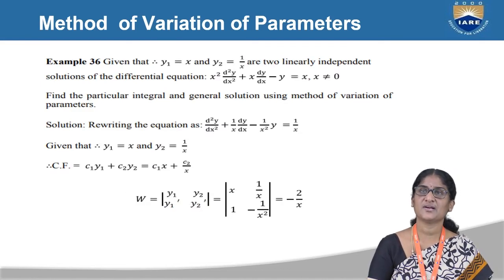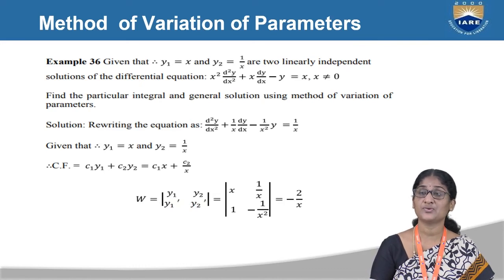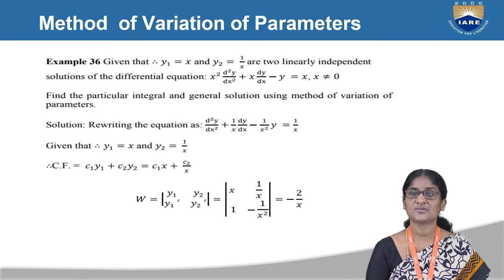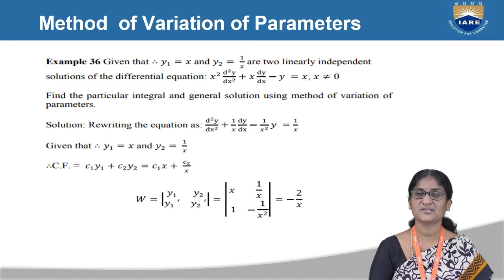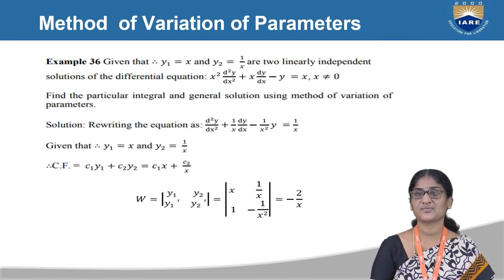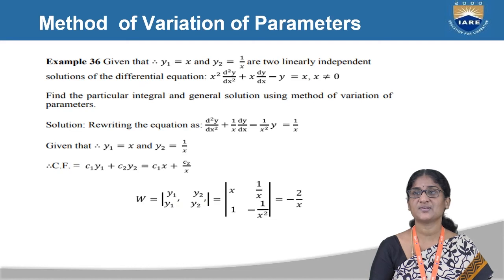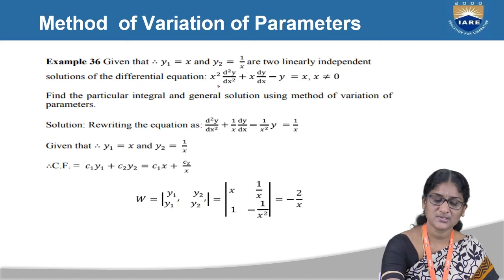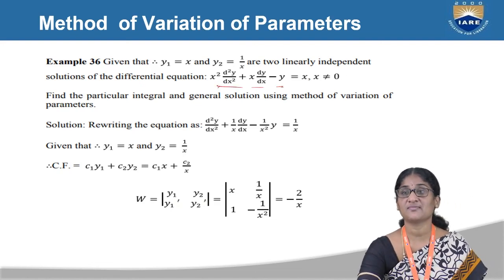The next question: given that y1 is equal to x and y2 is equal to minus 1 by x are two linearly independent solutions. Here the question already gives y1 and y2, so there is no need to find the complementary function because he has already given it. Solve x square d square y by dx square plus x into dy by dx minus y, which is equal to x, where x is not equal to 0. Find the particular integral and the general solution using the method of variation of parameters. The question is nothing but a higher order differential equation with variable coefficients.